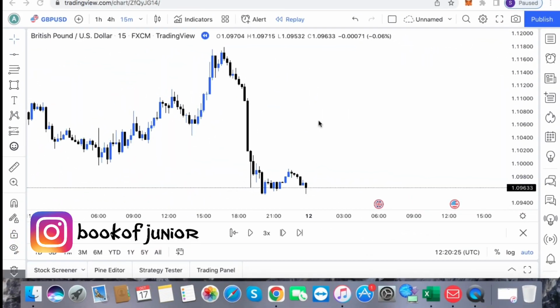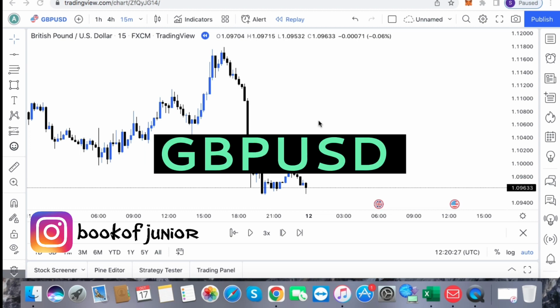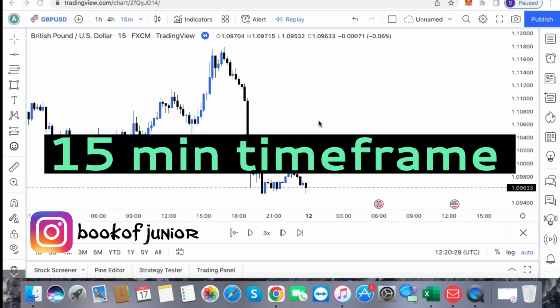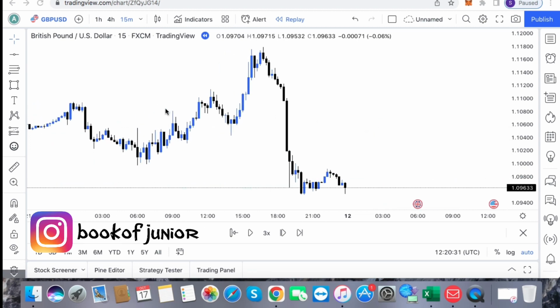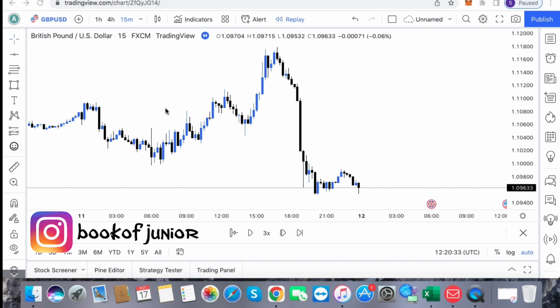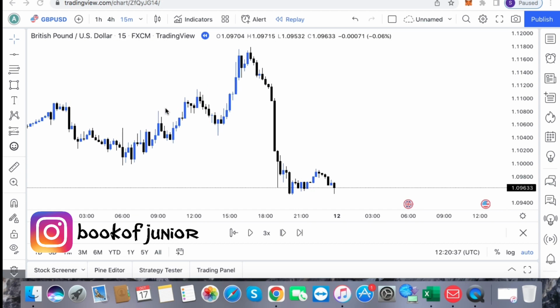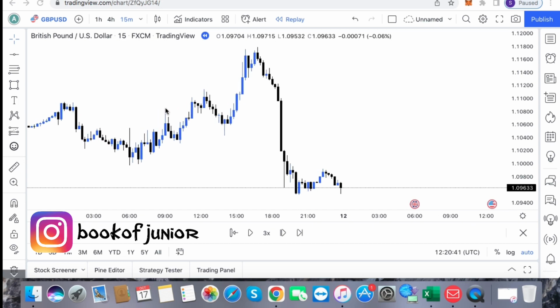So guys, today we're going to be looking at GBP USD and we're going to be looking at the 15 minutes time frame. The reason why these 3 ways apply to the 15 minutes time frame is because there are too many movements on the smaller time frames compared to the bigger time frame.